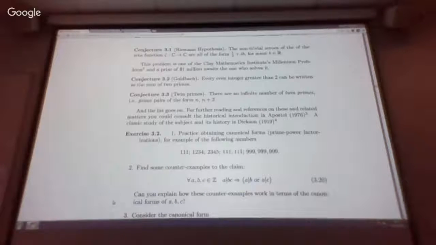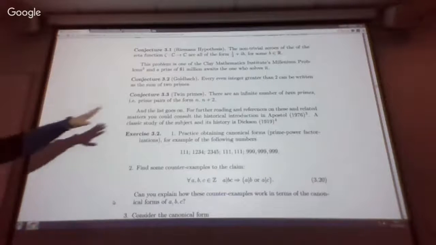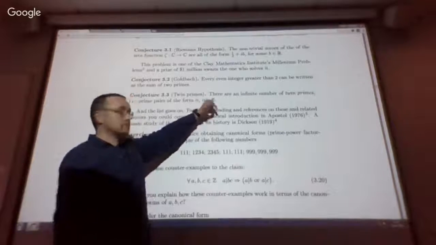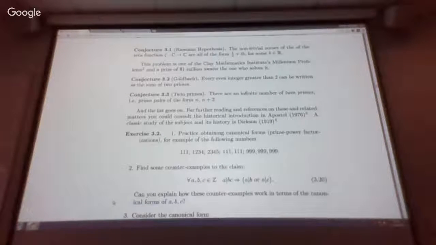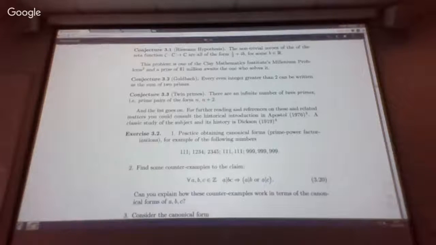Again, we don't have a proof of that. We have numerical evidence of it in that we have examples of very, very large prime numbers p for which p plus 2 is also prime. But attempts to prove it have so far proved impossible.